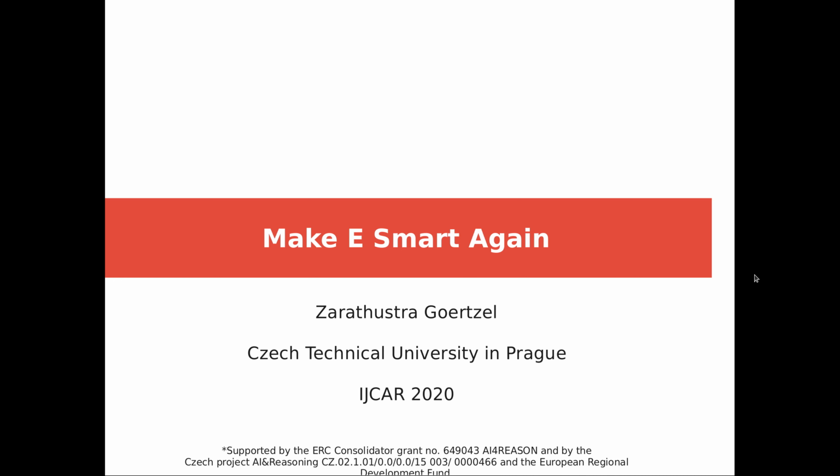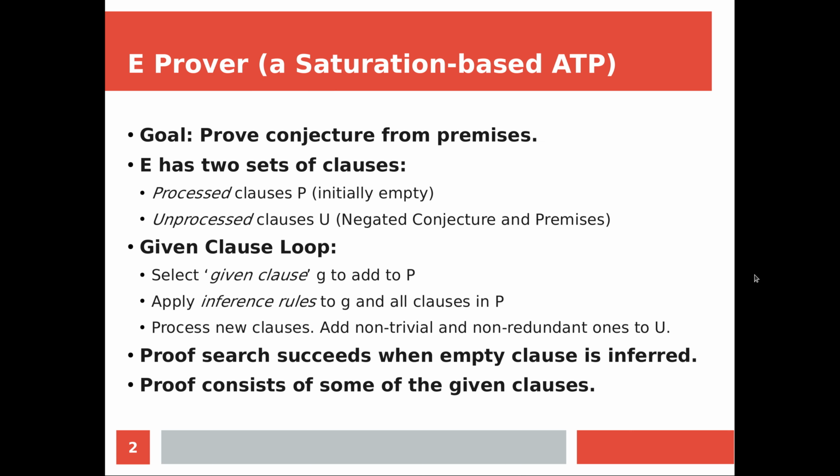Hello, I'm going to tell you about my project to make E smart again after removing some limiting features. E is a saturation-based automated theorem prover that tries to prove a conjecture from premises by refutation.